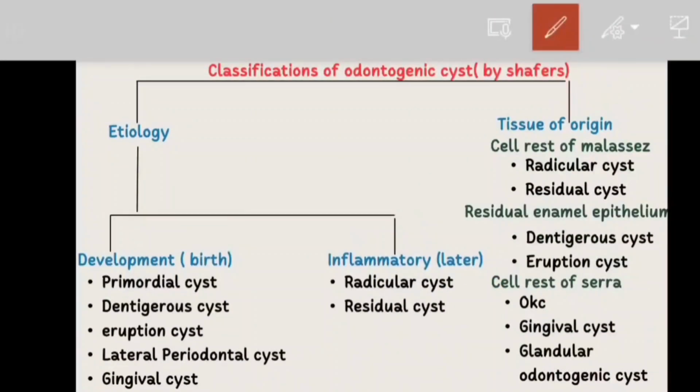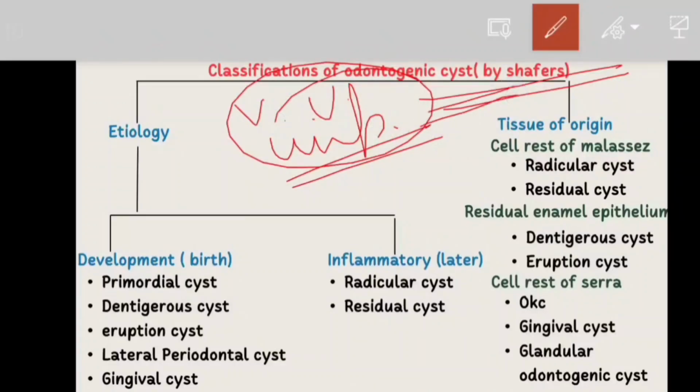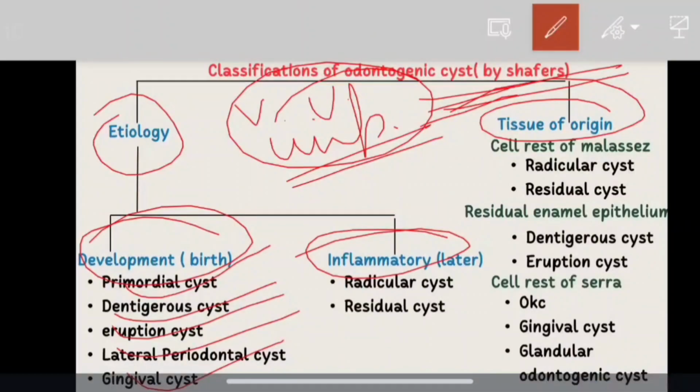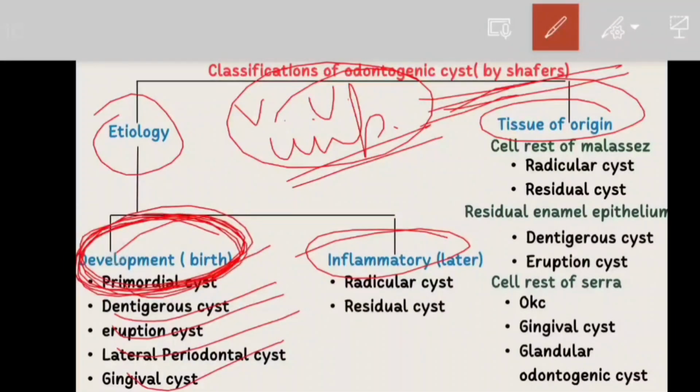Now this is very important, the classification of the odontogenic cyst according to Shafer. You have to always write this classification in the exam. You have to mention it. In etiology, it is divided into two, that is developmental or inflammatory. The developmental group includes the primordial cyst, dentigerous cyst, eruption cyst, lateral periodontal cyst, and the gingival cyst. Developmental means which is developed during the development. And inflammatory means the cyst which is developed during an inflammatory process. These are the radicular cyst and the residual cyst. So this is the etiology.